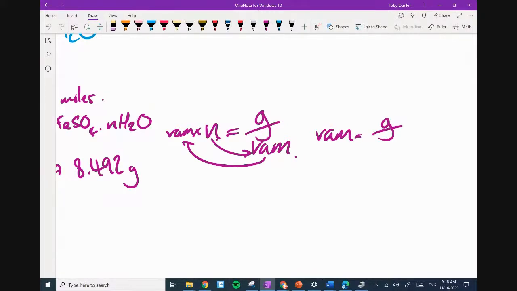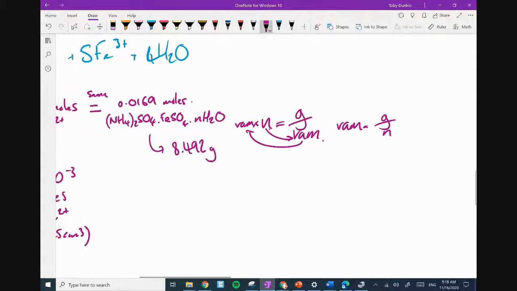I'll just put n. Sorry, next, right, so 8.492 over 0.0169. I've kept that number on my calculator as well, 8.492 divided by answer, and I get a massive Mr of 503.2.